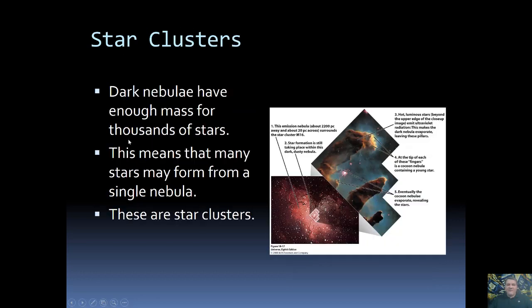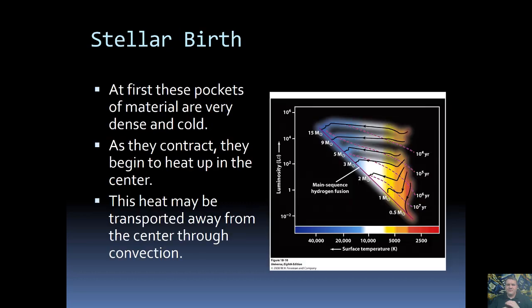Dark nebulae have enough mass for thousands of stars, and all of these stars will be forming at roughly the same time. This is where we get star clusters. Specifically, these are going to produce open clusters.